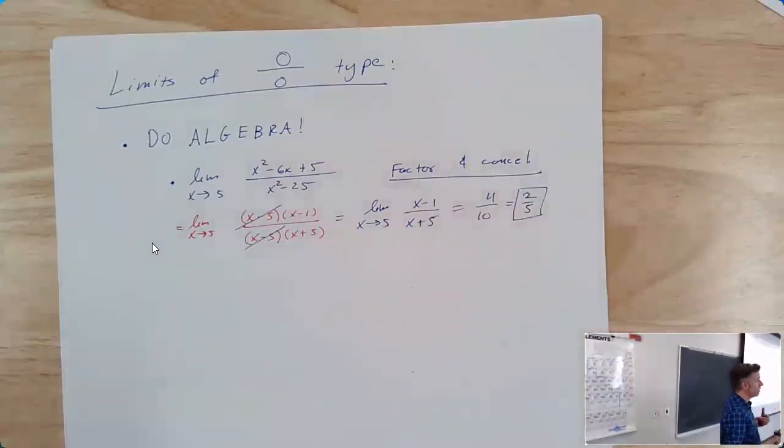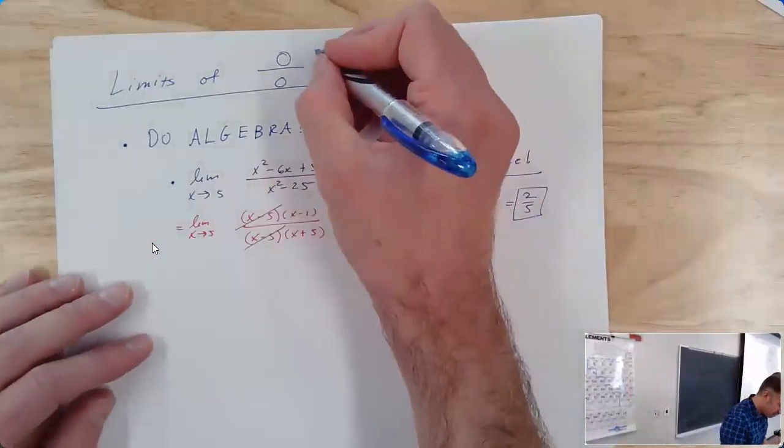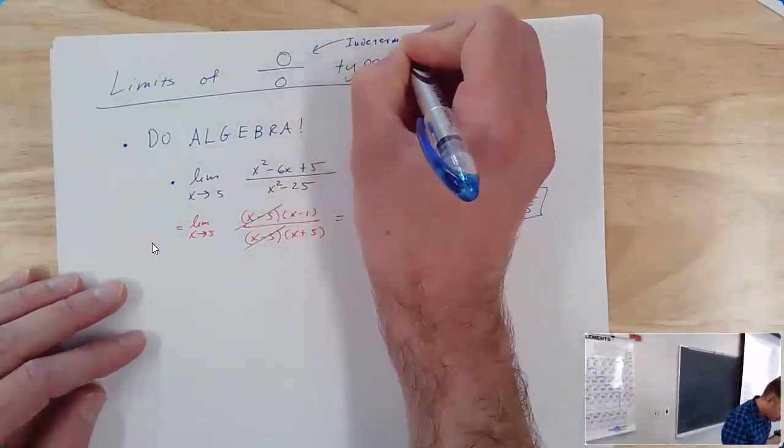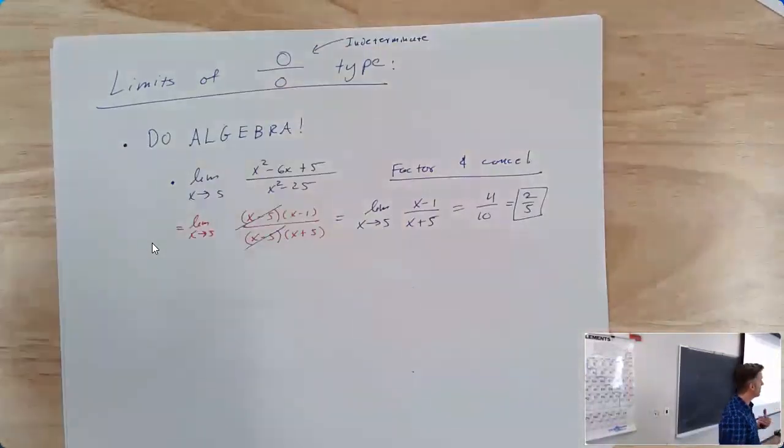So just as a reminder, this indeterminate form can take on any value. In this case, 2/5. So 0 divided by 0 ends up being 0.4. Sometimes it's 17, sometimes it's 9. It can be anything.